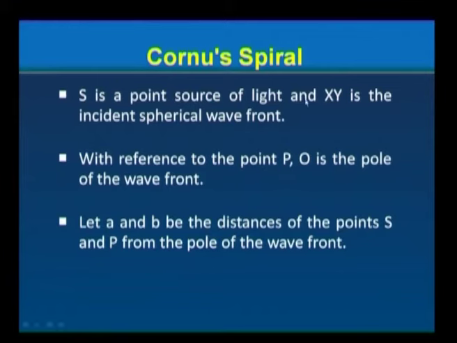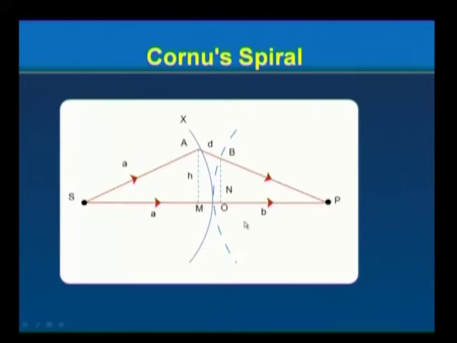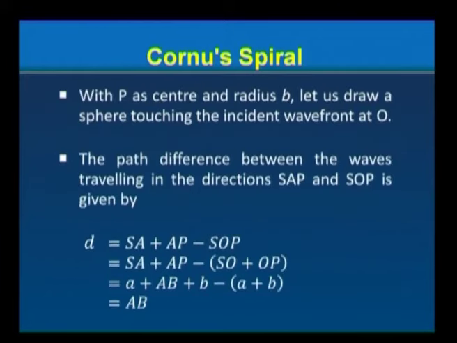S is a point source of light. XY is the incident spherical wavefront. This is what we have drawn now. A and B are the distances separating the point S and P. The same thing is shown for the sake of continuity. Let us now calculate the path difference between the two beams SAP and SOP. The mathematical derivation that we have to ultimately get, we will see in the next lecture.